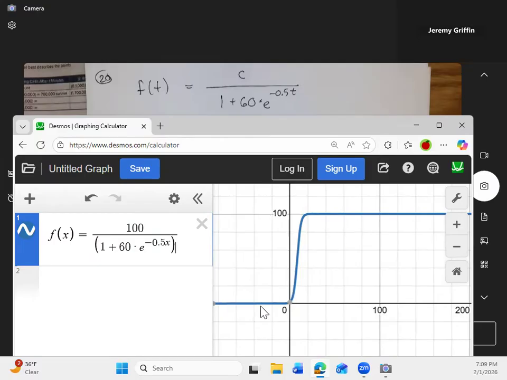Oftentimes, realistically, in the wild, populations do this. You have a bunch of rabbits, and they start growing their population exponentially. But then there's this resource limitation. There's only so much grass to eat or whatever. Or maybe they become so plentiful that now predators have more food to eat themselves, so now the predator population grows. And so there's this balance in nature. All right, so there you go.